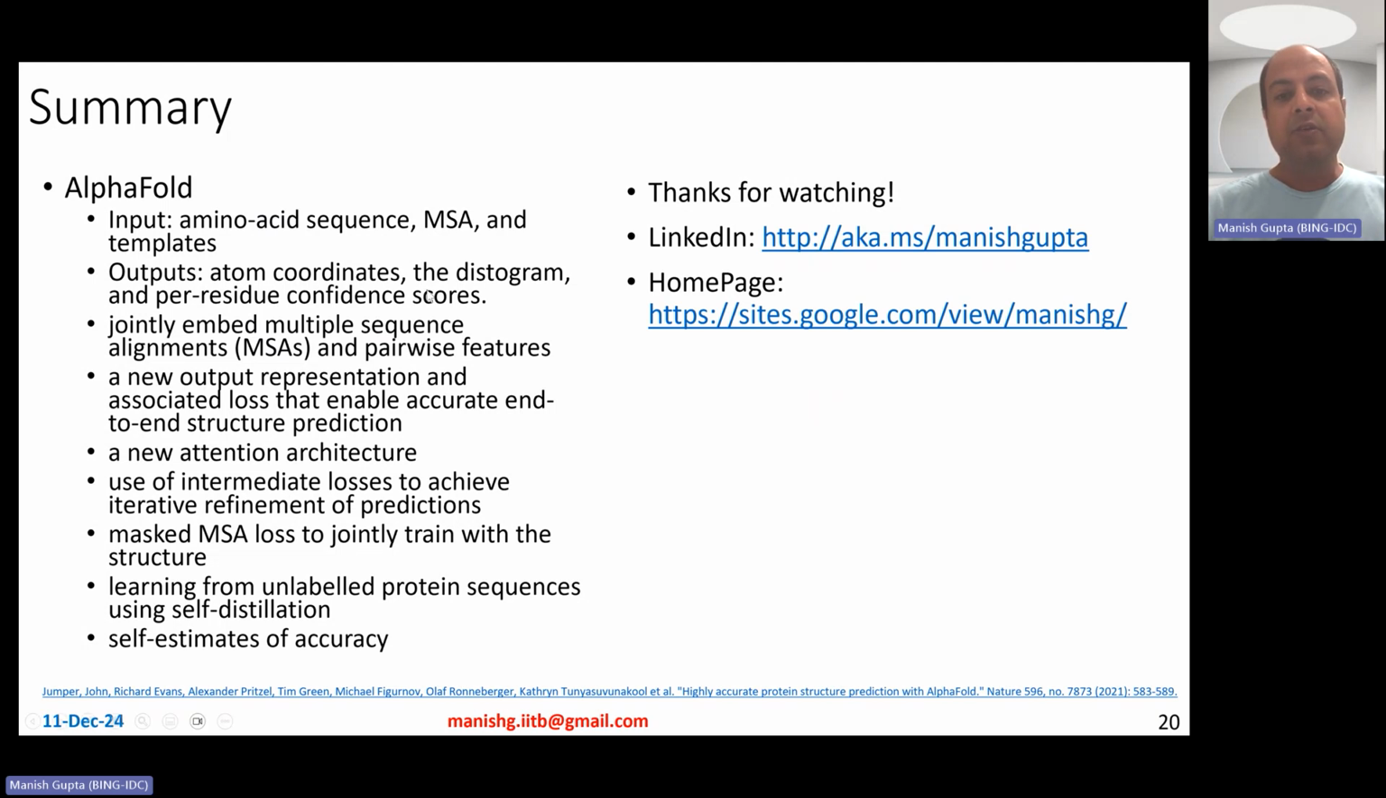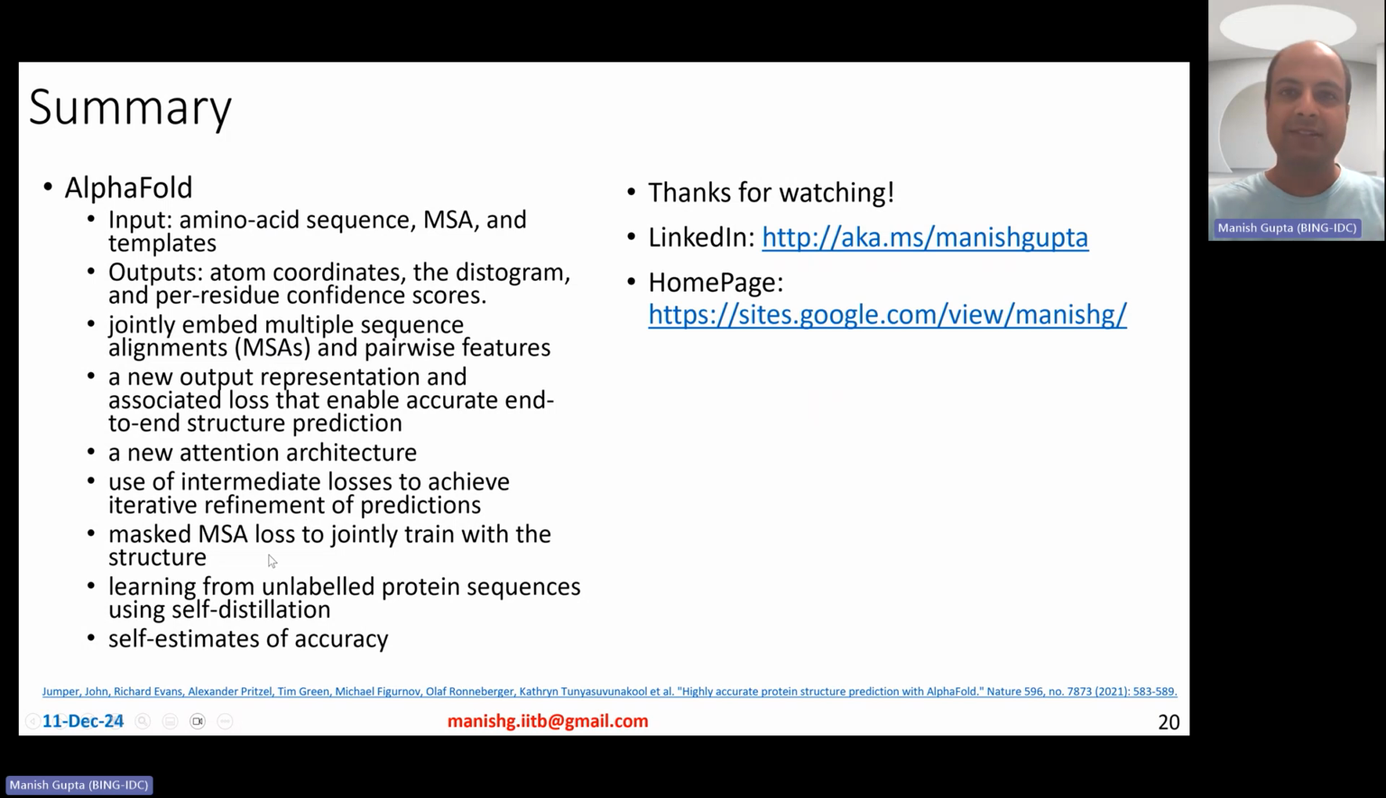Overall, there is a lot of novelty across the entire architecture. It's an iterative architecture with two blocks, the Evoformer block and the structure block. In general, these two blocks jointly embed the MSAs and the pairwise features. They come up with a new output representation and an associated loss that enable accurate end-to-end structure prediction. They come up with a new attention architecture, with several different forms of attention, some accommodating physical violation constraints, some coming up with revised representations of those MSAs and therefore the original amino acid sequence as well. There are intermediate losses which are also used to achieve iterative refinement nicely.